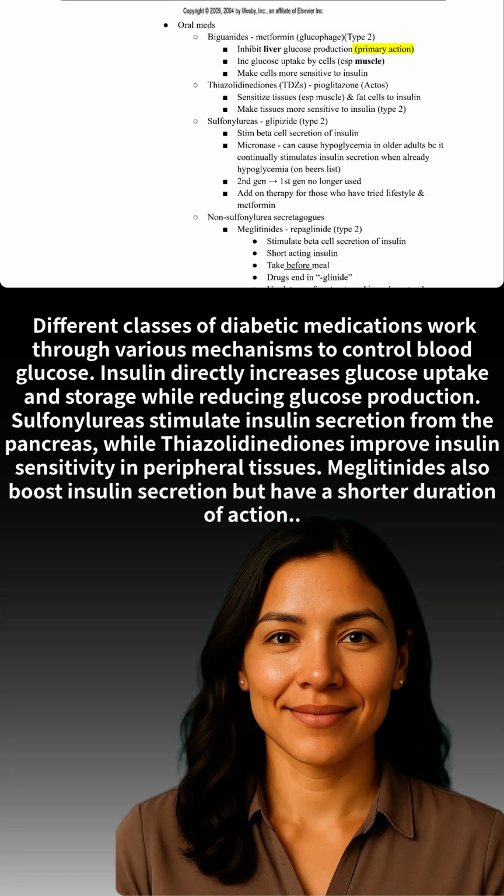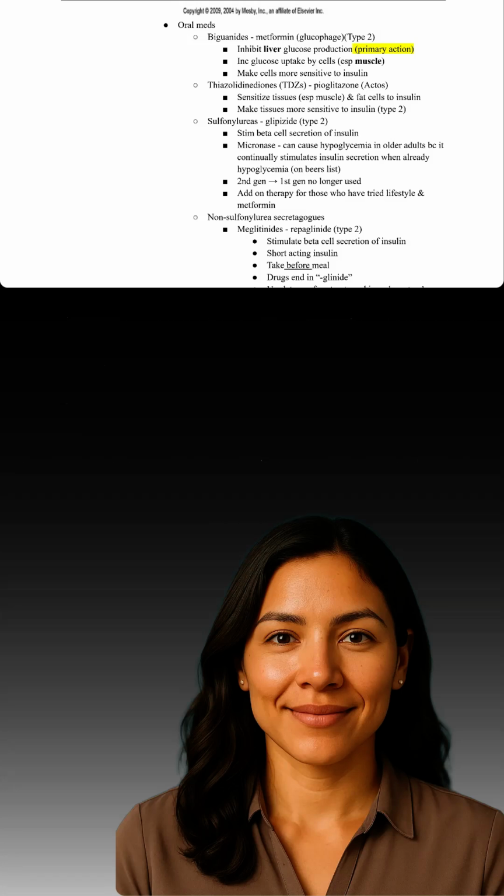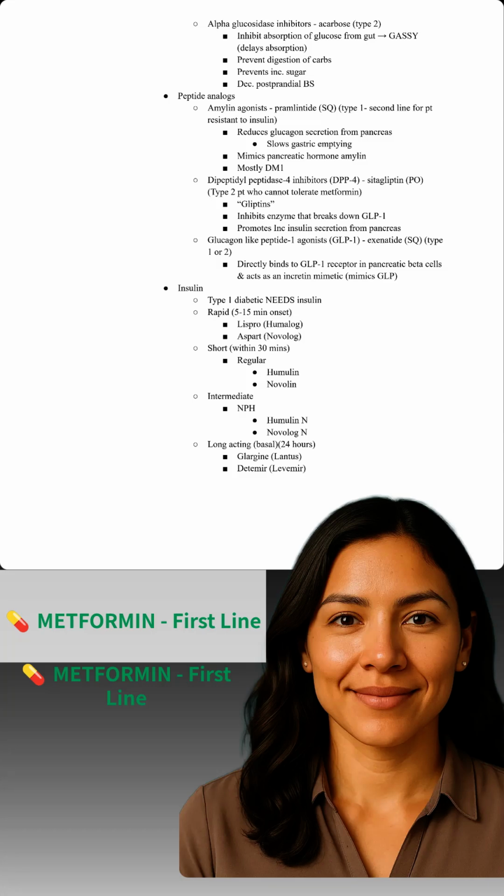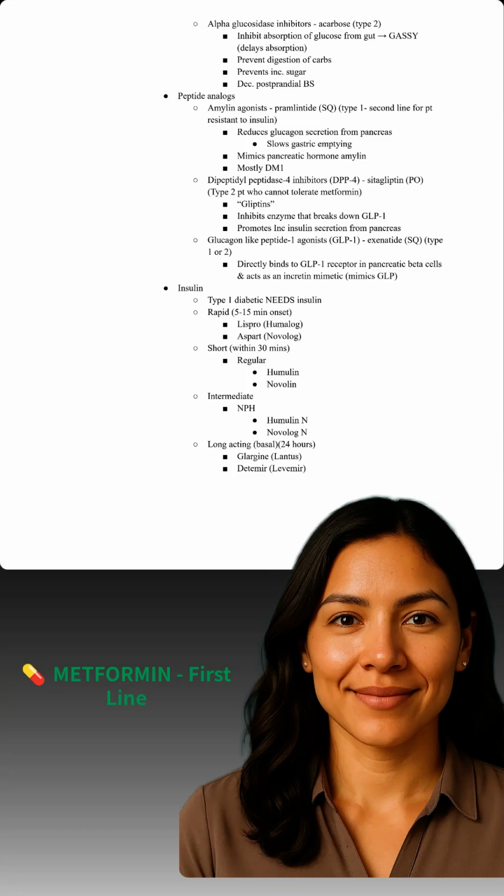Meglitinides also boost insulin secretion, but have a shorter duration of action. Alpha-glucosidase inhibitors work differently by slowing glucose absorption from the intestine. Metformin primarily reduces hepatic glucose production, while incretin-based therapies and amylin analogs affect multiple pathways to improve glucose control.